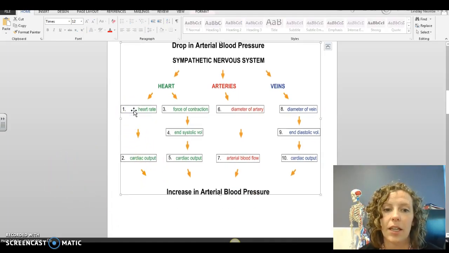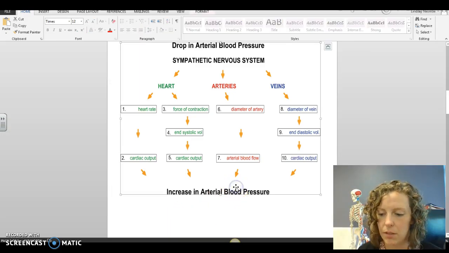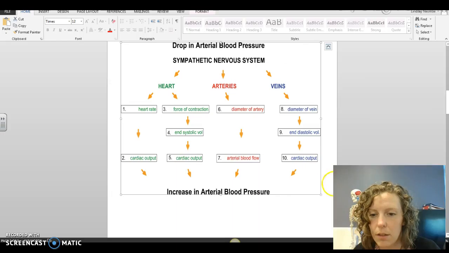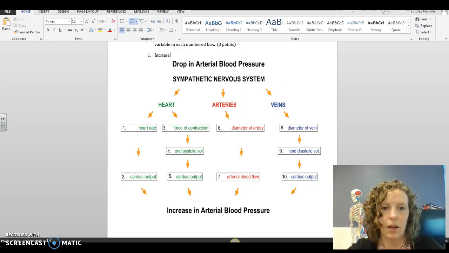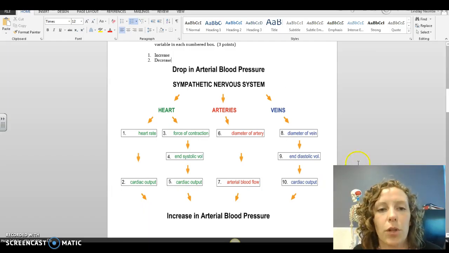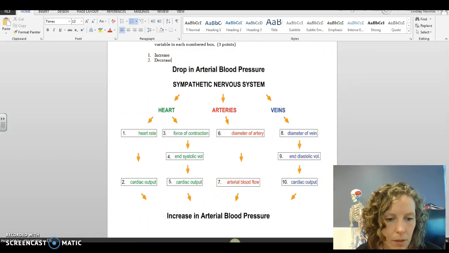Please note that you can't click into these boxes to write your answer. So you can do this in several different ways, but probably the easiest way is to just type underneath, or on top, and just put 1 increase, 2 decrease, and so forth. So just put your increase and decrease numbered to coordinate with these numbers.